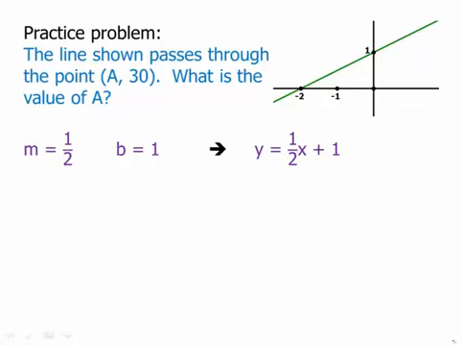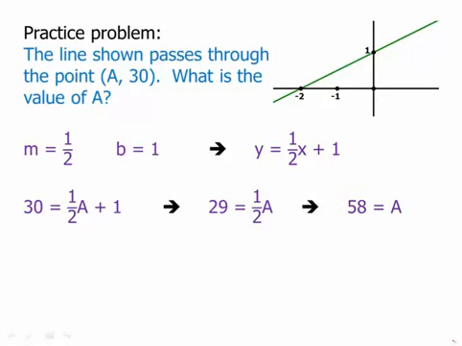Well, now we have an equation, so now we can plug in. We plug in a for x and 30 for y. Subtract 1, and then multiply by 2 to cancel the 1/2, and we get a equals 58, and that's the answer.